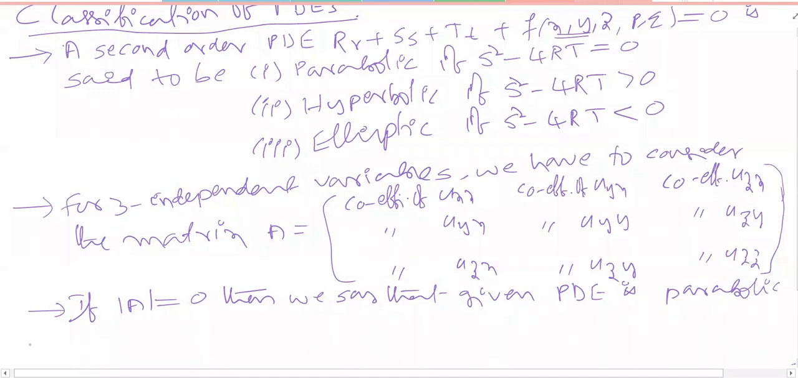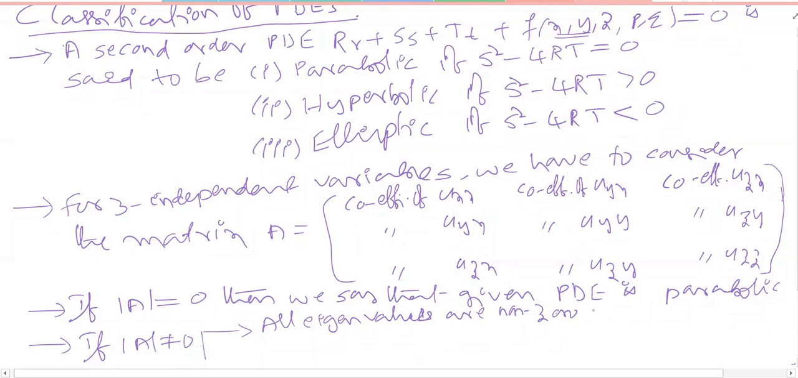And if the determinant is not equal to 0, in this case we have two possibilities. We have to find the eigenvalues. If all eigenvalues are non-zero, having the same sign, in this case the given PDE is elliptic.